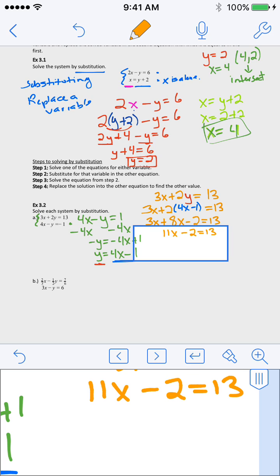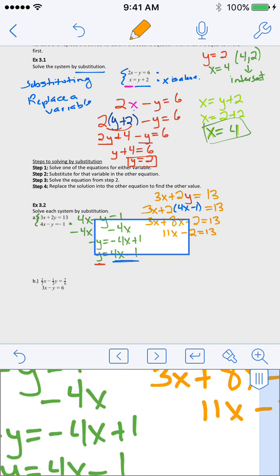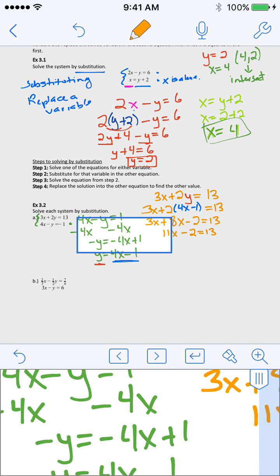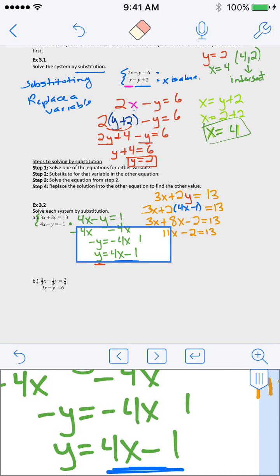Did I make a mistake? Was that negative? Yep, it was negative 1 to start. I do apologize. This was negative 1 to start. So this should have been 4x plus 1.